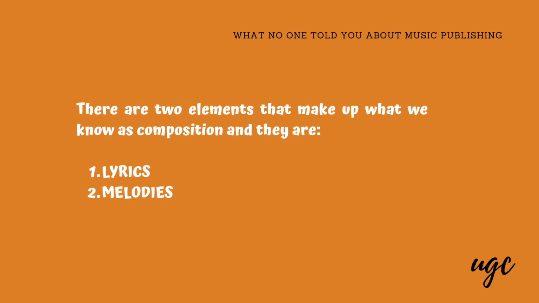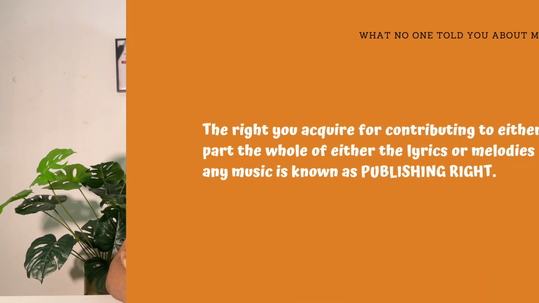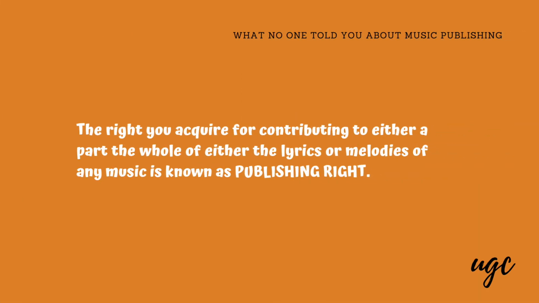How do you acquire composition or publishing rights? To put it simply, there are two elements that make up what we know as composition, and those elements are lyrics and melodies. Let me say that again: lyrics and melodies. The right you acquire for contributing to the whole or a part of either the lyrics or the melodies of any music is known as publishing rights.